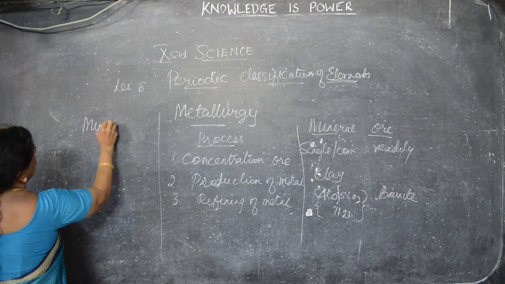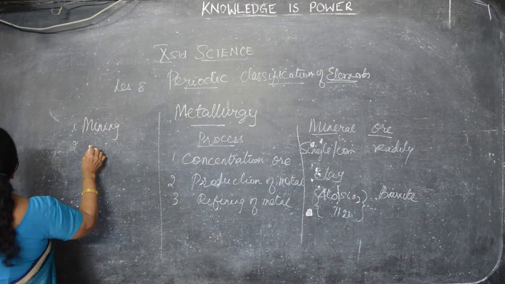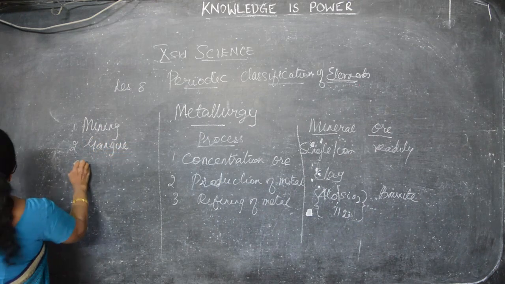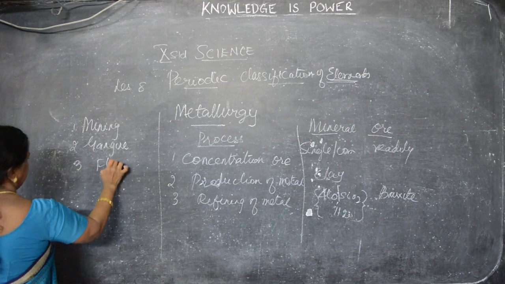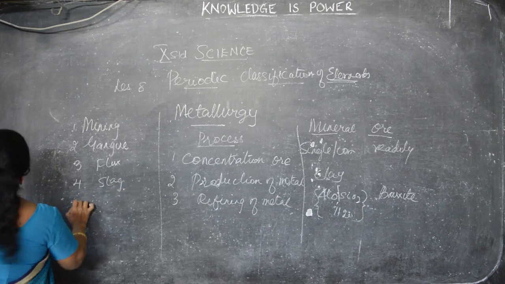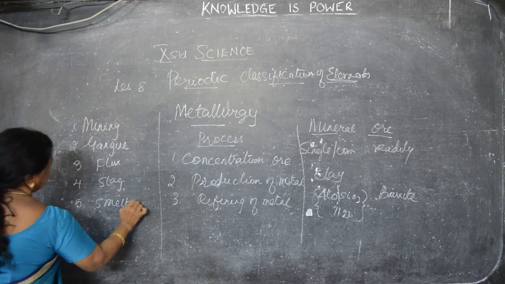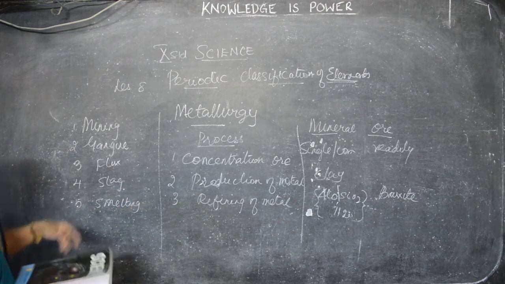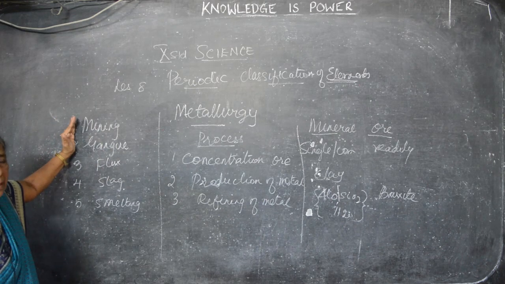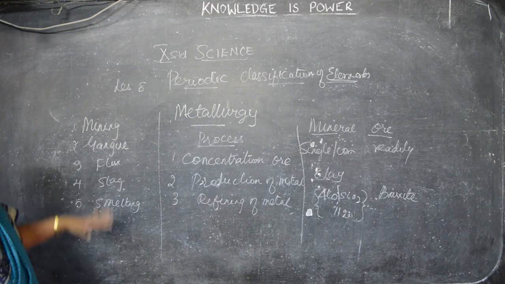You know what is mining? Digging from the earth. Next one is gong. And the third one is flux. The fourth one is slag. Fifth one is smelting. How many processes are involved in this? You need not study this in detail, I am just explaining what is what. So mining, gong, flux, slag, smelting. That is separation of minerals.